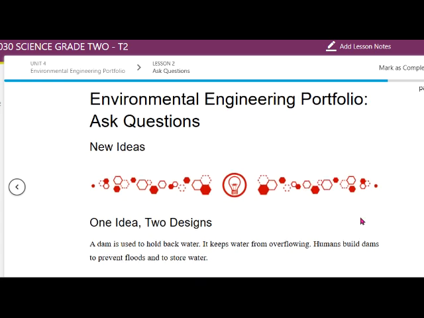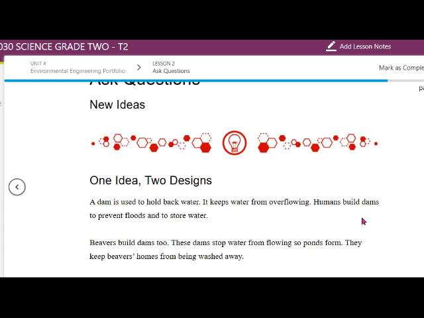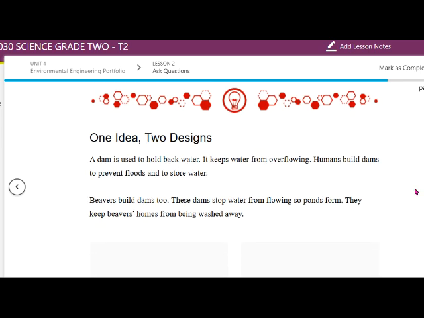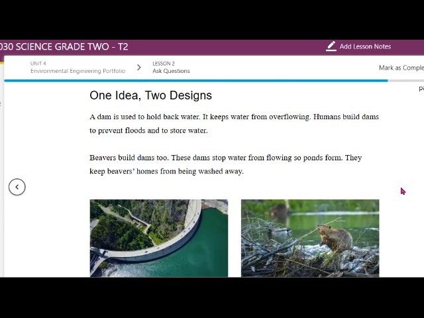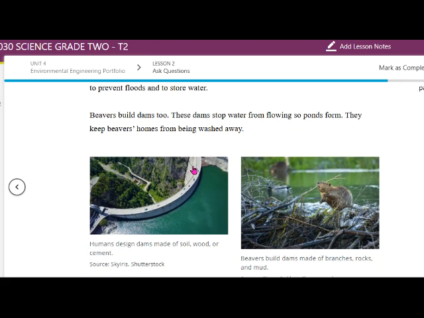New ideas. One idea, 2 designs. A dam is used to hold back water. It keeps water from overflowing. Humans build dams to prevent floods and store water. So here's a human-built dam. Humans make dams with soil, wood, or cement. This one's cement.